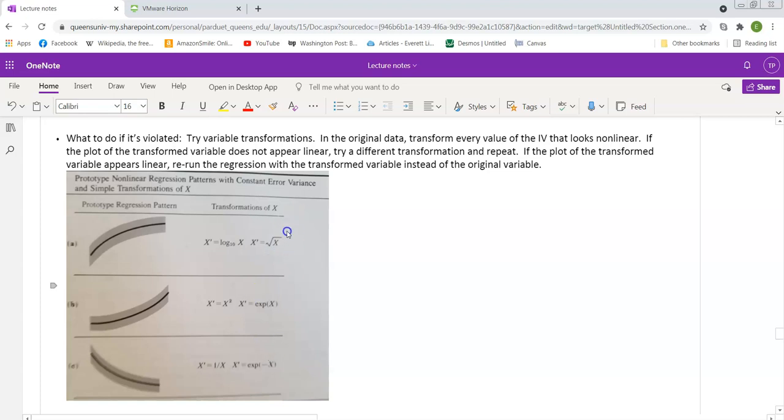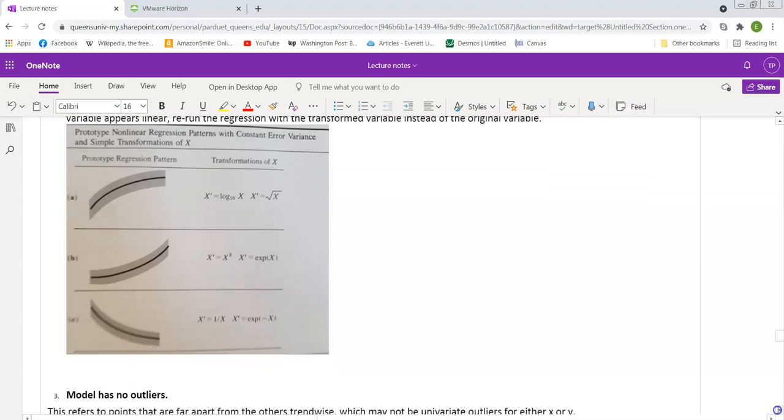Be careful with all of these of the domain. You can't do 1 over 0, so you'd want to make sure that you didn't have any zeros in your data. Or for the square roots, you wouldn't want to have any negatives in there. Same thing for the logs. All right, so that's what we would do there.